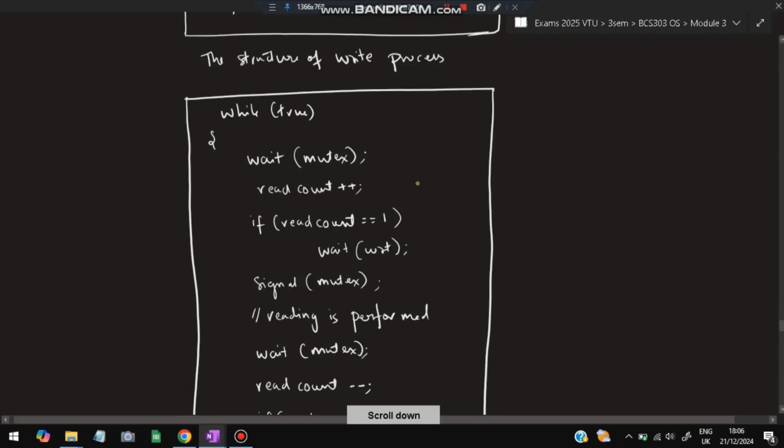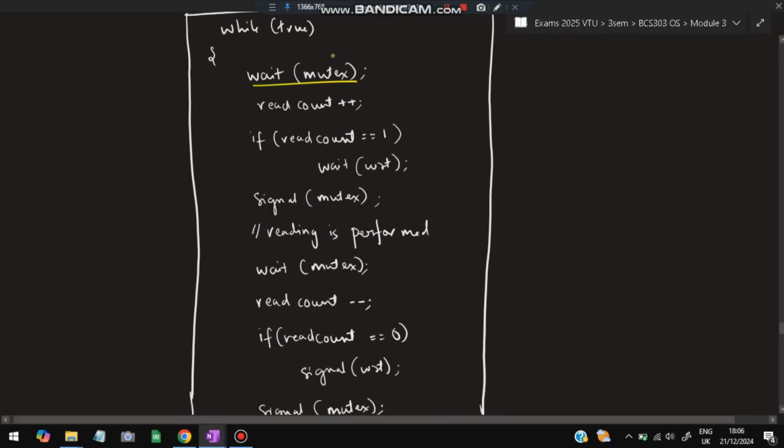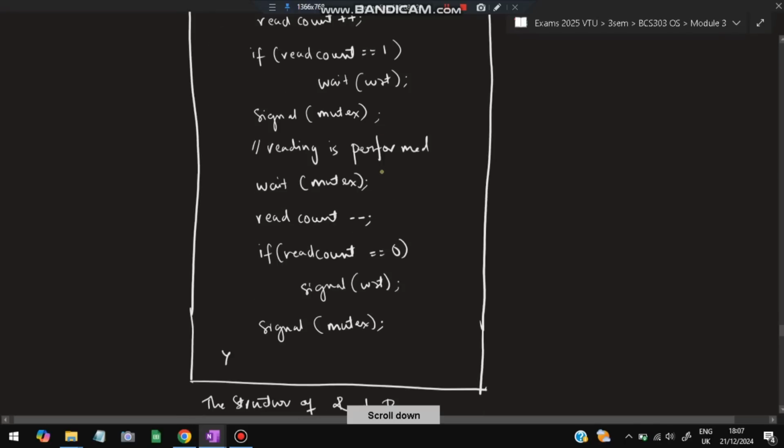In the same way, reading is also here. Wait mutex. Mutex is the lock given for the reader. If we make the mutex 1, at that time reading is happening, and whenever reading is happening, there should be no writing. Writing should stop, and once the reading is over, we will inform the writer that it is over. Wait mutex means the reading part is over. Whenever the reading part is over, read count will become minus minus, it will become 0. If it becomes 0, signal wrt means the writing can happen.